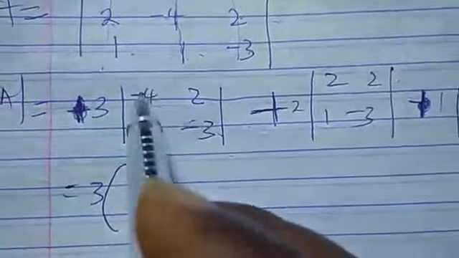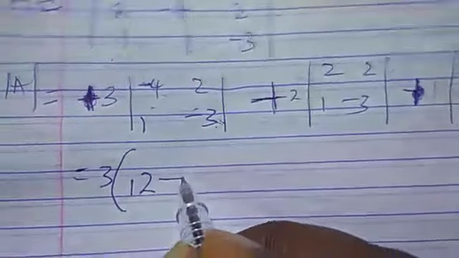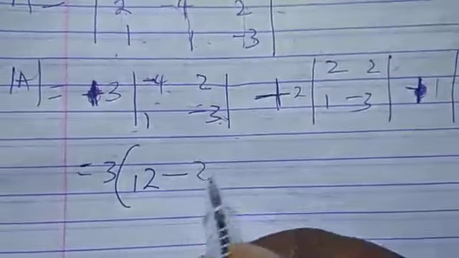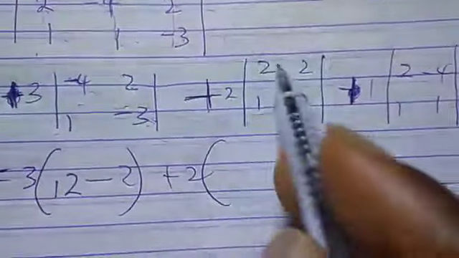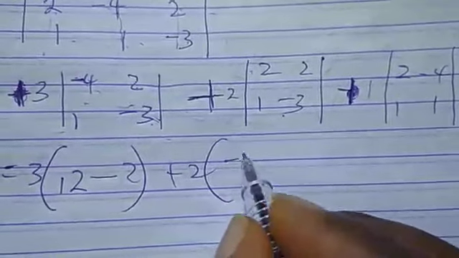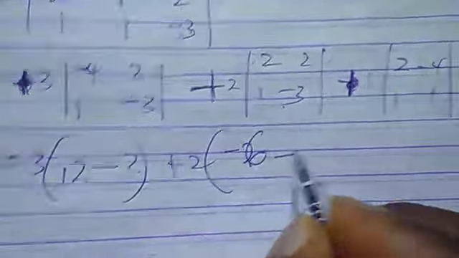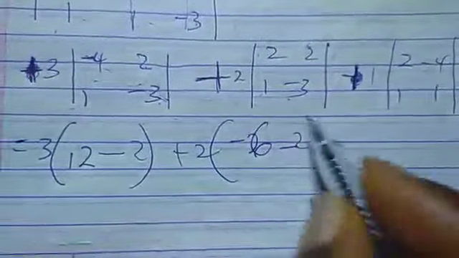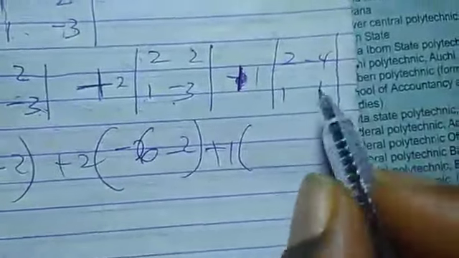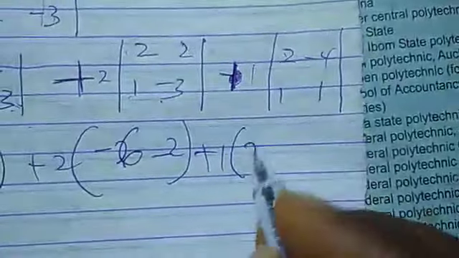So this is 3 into, if you find the determinant, minus 4 times minus 3, that should be plus 12. Then minus 2 times 1, 2, plus 2 into 2 times minus 3, that is minus 6. Then minus 2 times 1, 2, plus 1 into 2 times 1, 2, minus 4 times minus 1, minus 4. But there is a double minus here, so it will become plus.